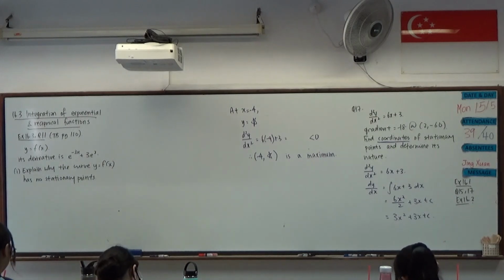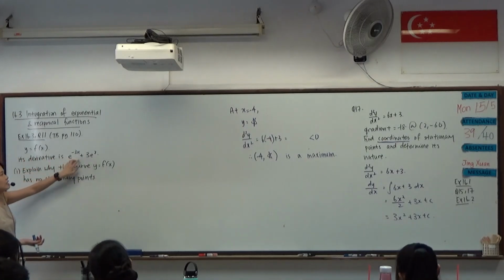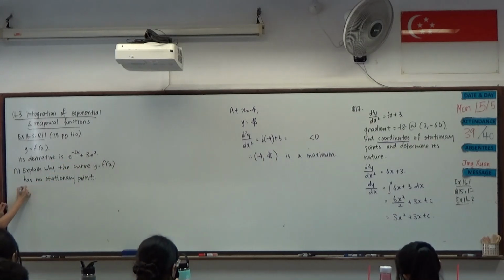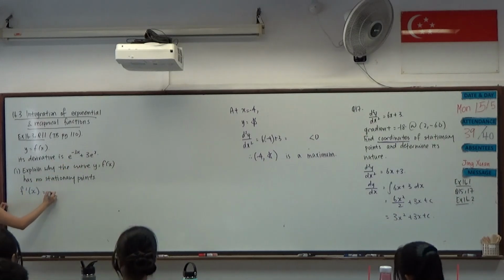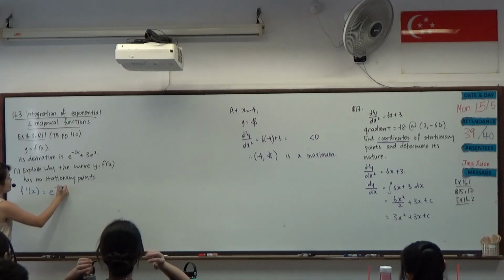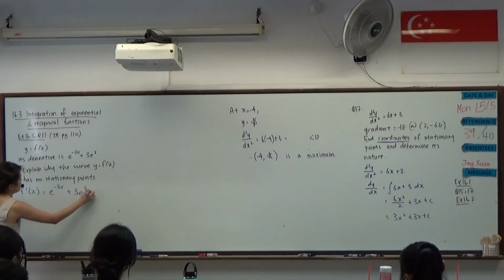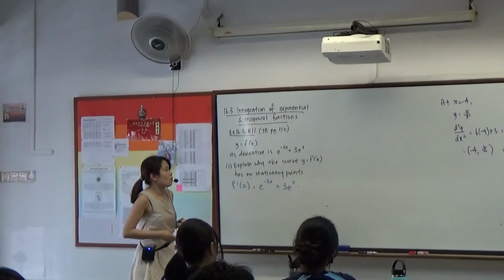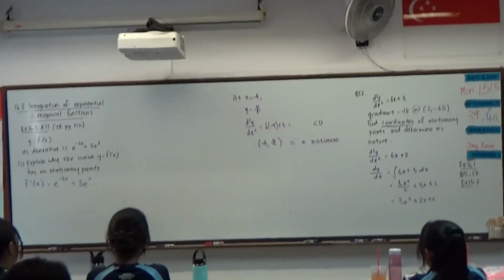In this question, okay, you're given this function y equals f(x). In fact, you're not quite given it. What you're given is the derivative, which is e to the power of negative 3x plus 3e to the power of x. In other words, your f prime x is equals to e to the power of negative 3x plus 3e to the power of x. In part i, you are asked to explain why the curve has no stationary points.